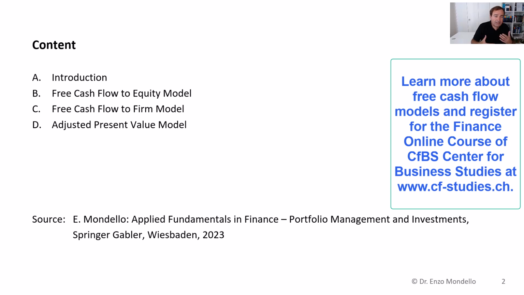And then we discuss the adjusted present value model. The adjusted present value model is a further development of the free cash flow to firm model. So with the adjusted present value model, we can calculate the enterprise value, determining first the value of the unlevered company, and then we add to it the present value of the tax benefits because interest payments are tax deductible.